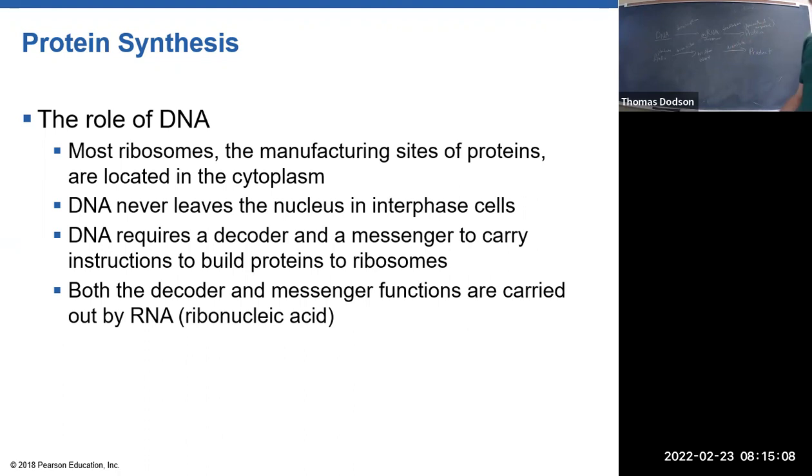Or maybe I'm going to build a shelf. I take that information and I put all those things together. Is my shelf the same thing as the instructions for a shelf? No. But the information is here on how to make that. The information is here on how to make this protein.